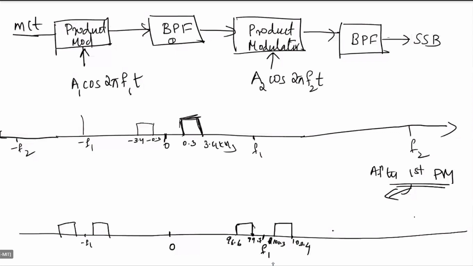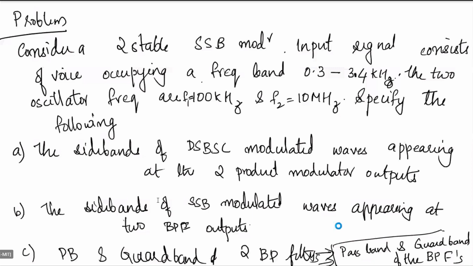So what are the questions? First, the sidebands of the DSB-SC modulated waves appearing at the two product modulator outputs. So let me just see the first product modulator output. These are the two sidebands which are appearing after the first product modulator. And the next question is the sidebands of the SSB modulated waves appearing at the two bandpass filter outputs, and the passband and the guard band of the bandpass filter.